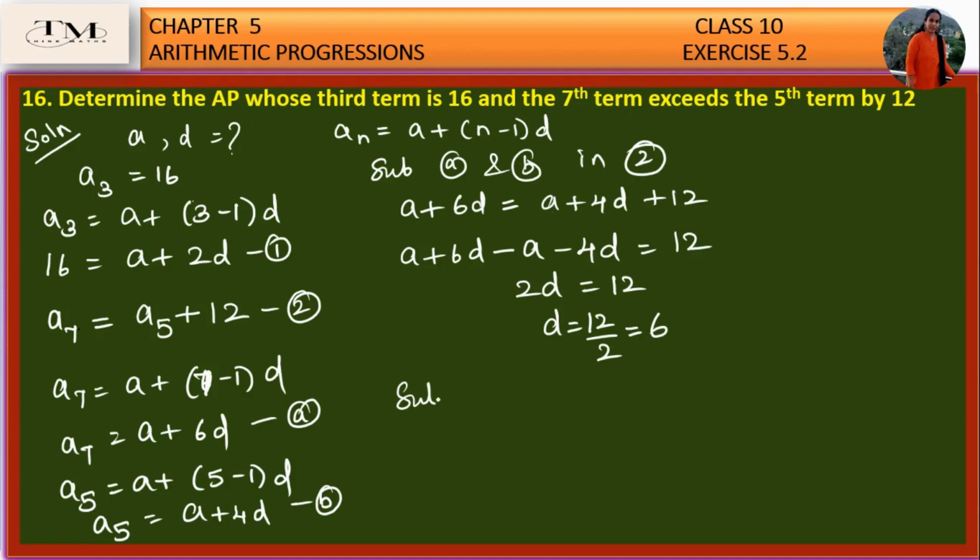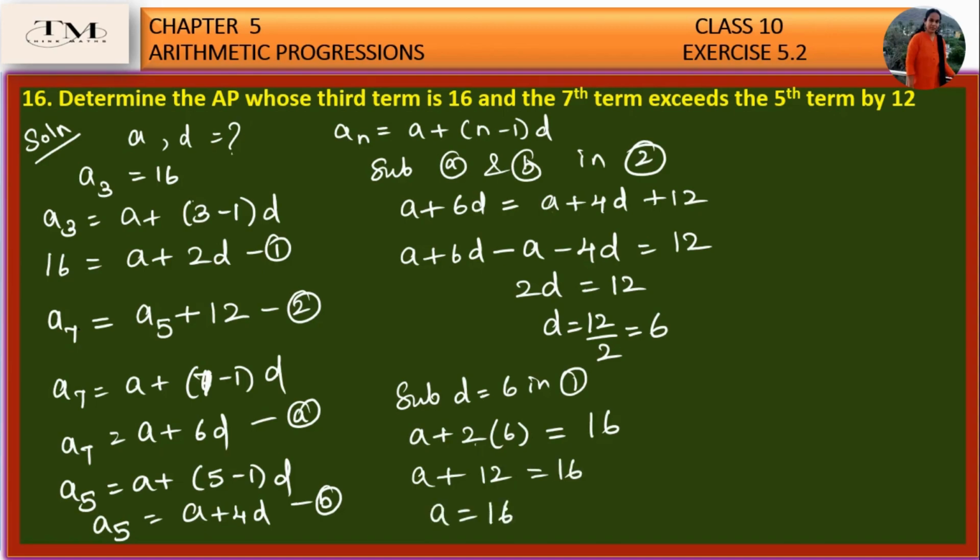So if you put d is equal to 6 in the first equation, what is the first equation? a plus 2d, so 2 into 6, equal to 16. So a plus 2 into 6, which is 12, equal to 16. So a will be equal to 16 plus 12, which will become minus 12. So 16 minus 12 is 4. So we got a is equal to 4 and d is equal to 6.